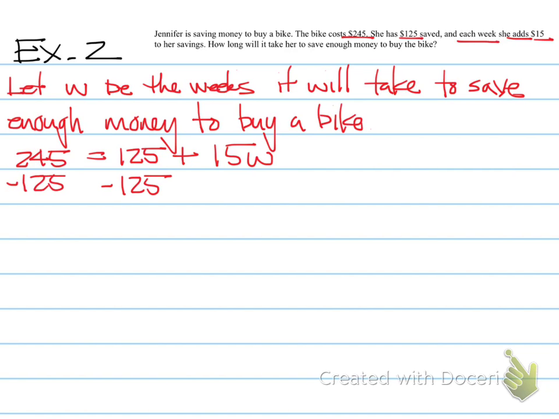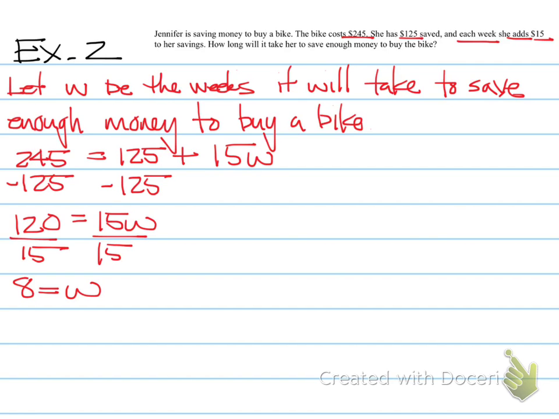So now that we have our equation, we're going to subtract 125 from both sides. That gives us 120 equals 15W. Divide both sides by 15. And W equals 8. It's going to take her 8 weeks to save up enough money to buy her bike.